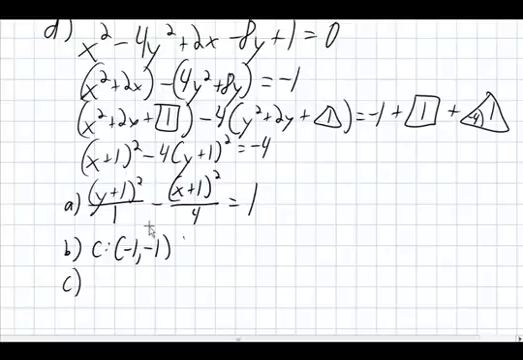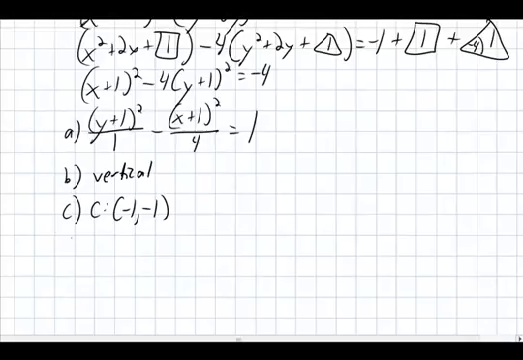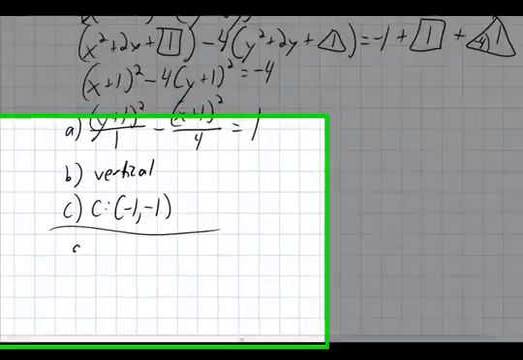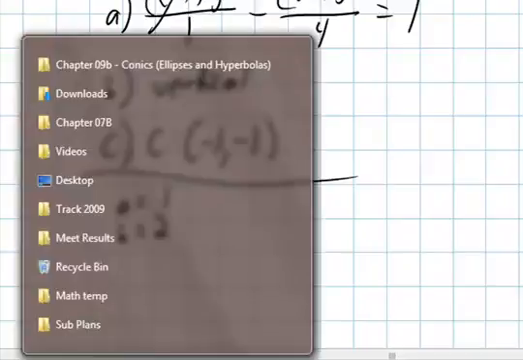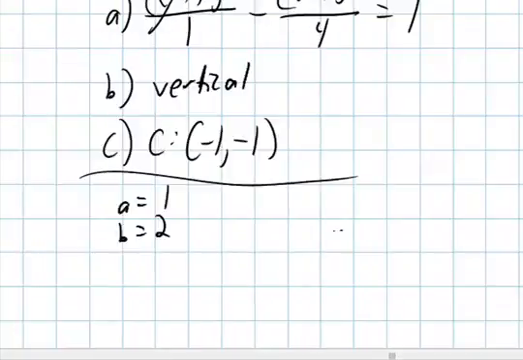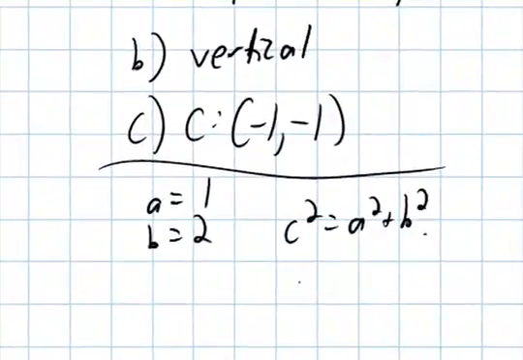Keep messing up B and C. I guess that's part C. Part B would be that this is a vertical because the y is first. Let's take our little break. A is equal to 1, B is equal to 2. Remember, A is first. And then C squared is equal to A squared plus B squared. So C is equal to the square root of 5, which is about 2.2.